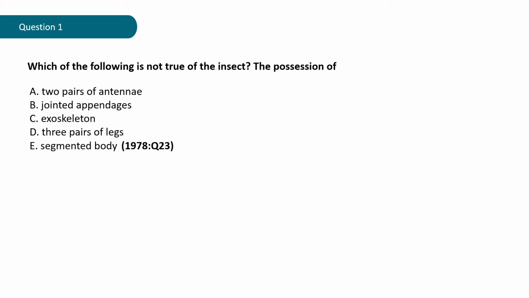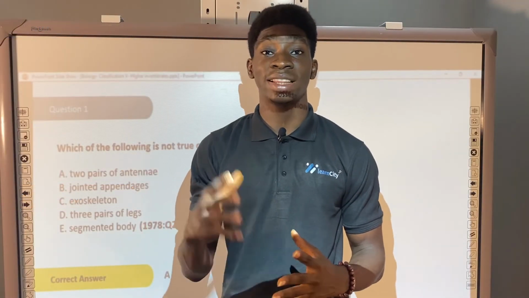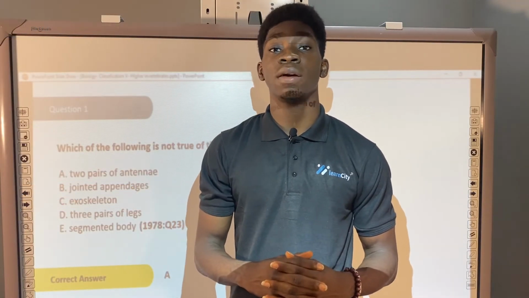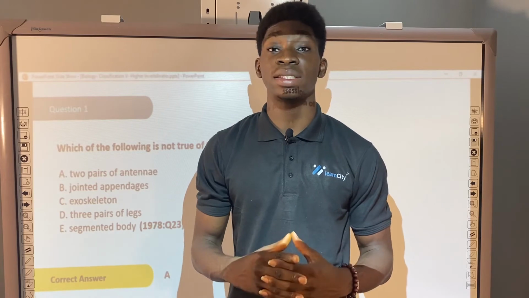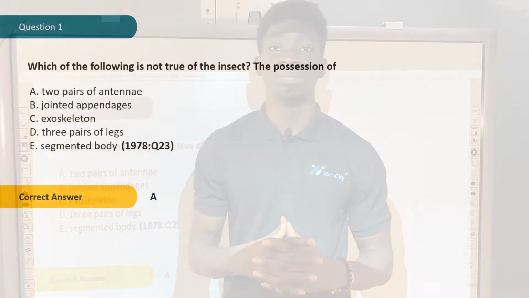Okay, let's check out what the correct answer is. The correct answer is A. 2 pairs of antennae, because all of the other features are true of insects. They are things that are found in insects. But an insect doesn't have 2 pairs of antennae. It has just 1 pair of antennae.